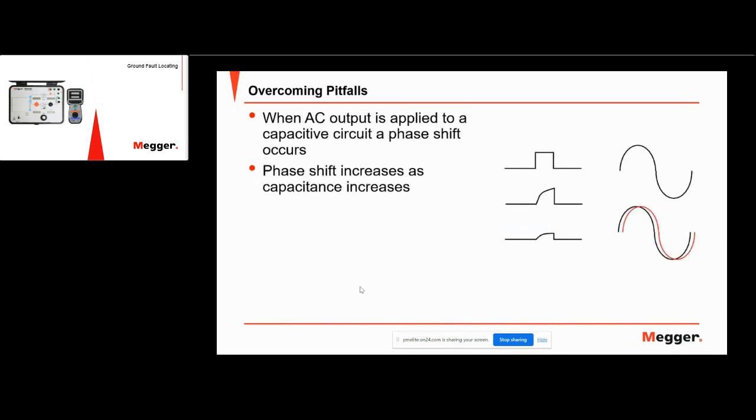When you're dealing with AC, what happens when you apply AC to a capacitive circuit? What's going to happen is you're going to get a phase shift between the voltage and the current.